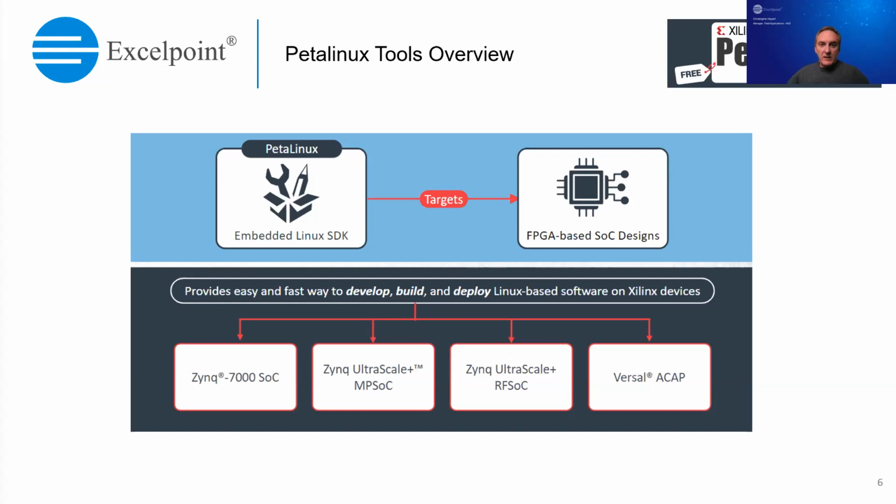Petalinux is an embedded Linux software development kit targeting FPGA-based SoC designs. It's a development and build environment that automates many of the tasks to boot embedded Linux on ZYNQ devices. It provides you with an easy and fast way to develop, build, and deploy Linux-based software on ZYNQ 7000 SoC devices, ZYNQ UltraScale Plus MPSoC devices, ZYNQ UltraScale Plus RF SoC devices, as well as Versal ACAP devices.